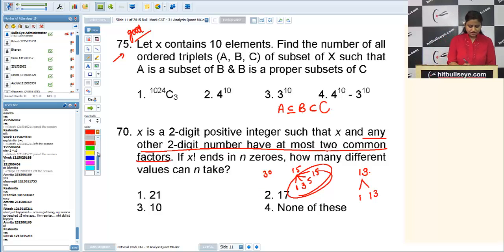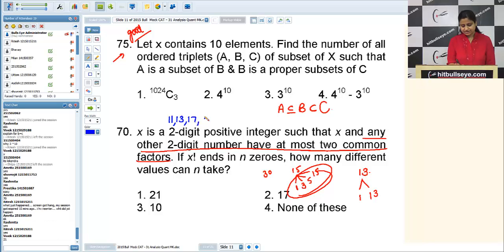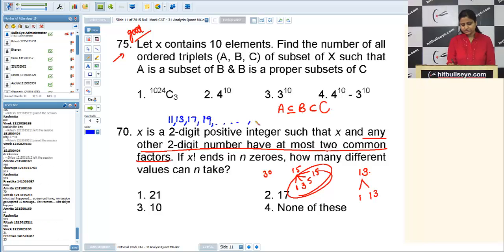So, how many 2-digit prime numbers are there? 11, 13, 17, 19 and so on up to 97. But this was not the question. Question says, if X factorial ends in n zeros, how many different values can n take? Of course, you are not going to calculate the number of zeros for every X factorial. Simply you can see, can I say 11 and 13 will have the same number of zeros? Because 13 factorial is 11 factorial into 12 into 13. There is no new multiple of 5. Clear?